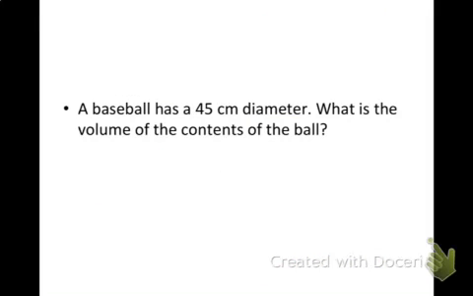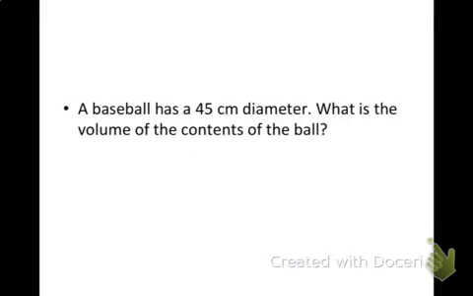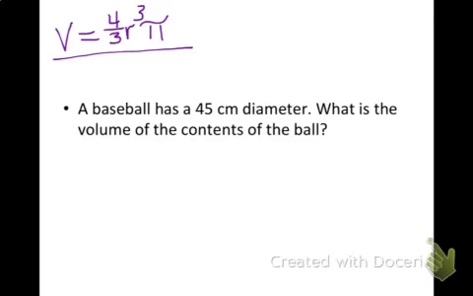Alright, this last one talks about a baseball and tells us that it has 45 centimeters in diameter. So let's write the volume because we want to find the volume. This shape is a sphere because it's a baseball. So the volume for a sphere is 4/3 pi r cubed. So here is our volume formula.